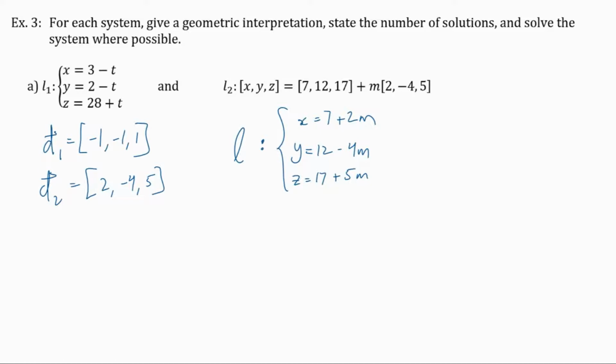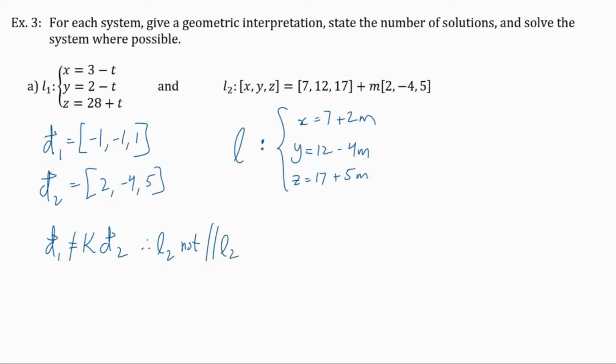And in this case, they are not scalar multiples of each other. So D1 is not in any way equal to any k value times D2. Therefore, they are not parallel.